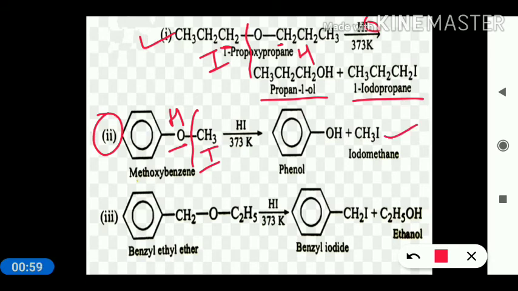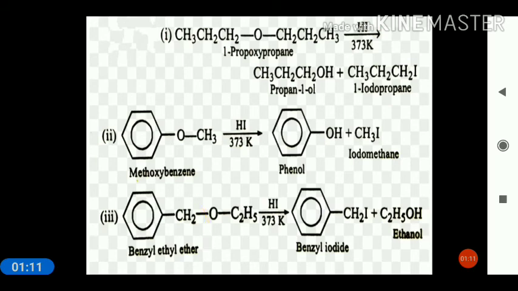In the third case, when HI is added, here oxygen is not directly bonded to the benzene ring, so this type of bond breaking is not there. What will happen? Here CH2I, an alkyl halide, will form and ethanol will be the next product. Please practice these types of questions.